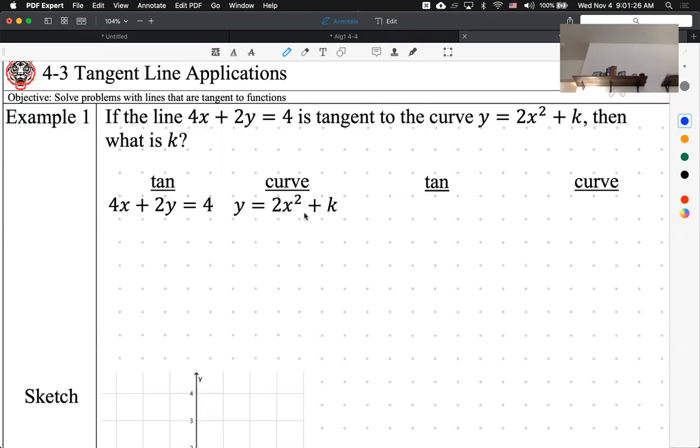So in example 1, we have this line 4x plus 2y is equal to 4, and that is our tangent line. It tells us, hey, your tangent line looks like that. And we don't know what the curve is. The curve is some function that looks like y equals 2x squared plus k, but what is the value of k?